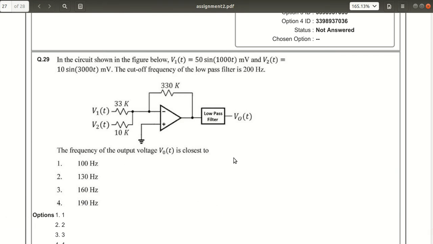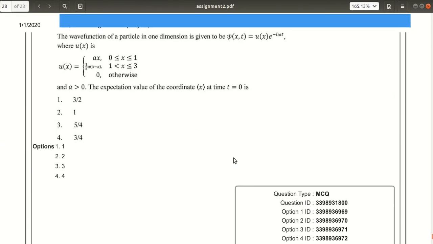So this is all for part C. I have solved all the questions for part C and presented them to you.